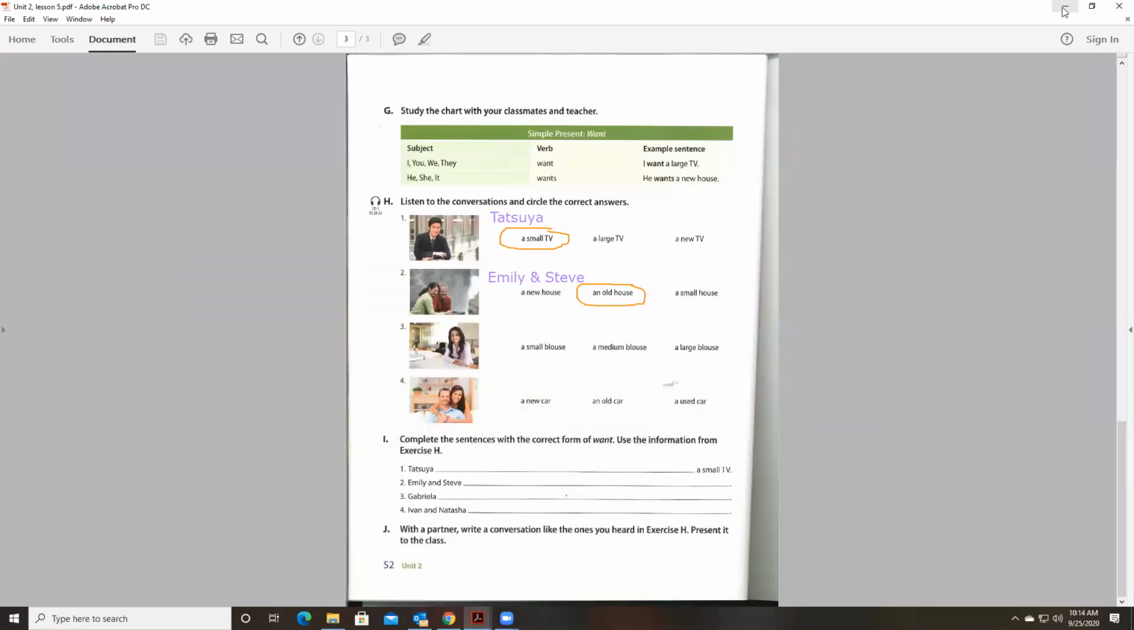3. I'm here to buy a blouse for my friend Gabriella. Okay, do you know her size? She wants a medium blouse, I think. Step over here and we will see what we can find in a medium blouse.